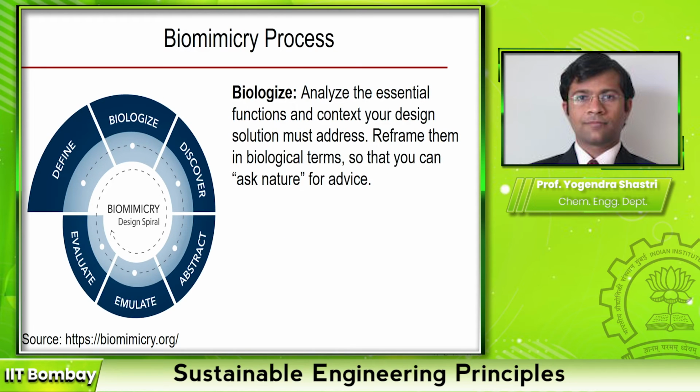The second step, and it's a very critical step, is the step of biologizing something, or finding basically a natural system. Specifically, the step says analyze the essential functions and context your design solution must address. Reframe them in biological terms so that you can ask nature. So here, if you want a biomimicry based solution, you have to ask, okay, what is there in nature that has similar properties?